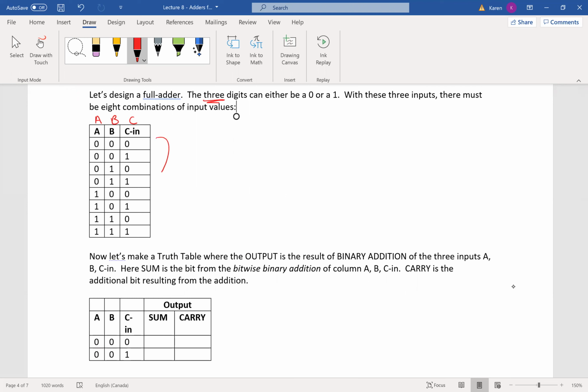This is a standard truth table for any 3 inputs because the number of lines would be 2 to the n, which is 2 cubed, which is 8 lines. So I made 4 of them 0, 4 of them 1, and then I split that in half. Half 0s, half 1s, half 0s, half 1s. So that's just a regular 3 input truth table. You should all know that by now. If you don't know that, you need to go back to lecture 1.